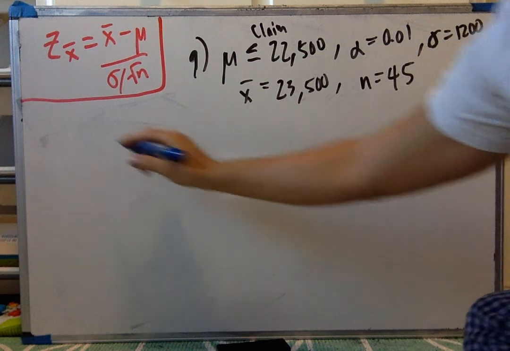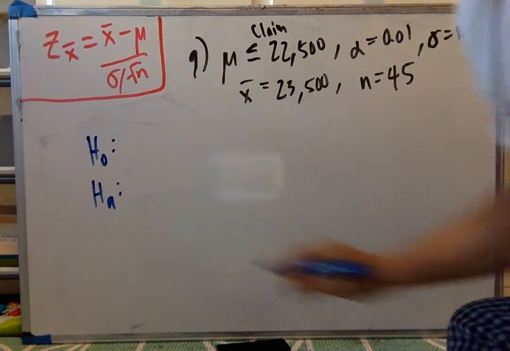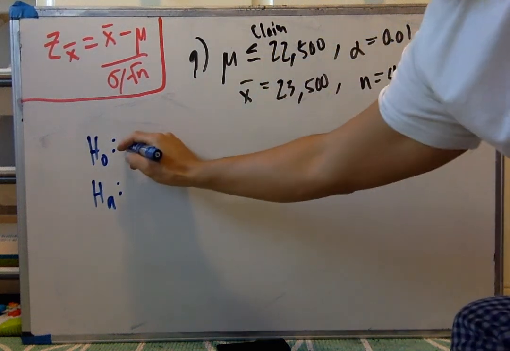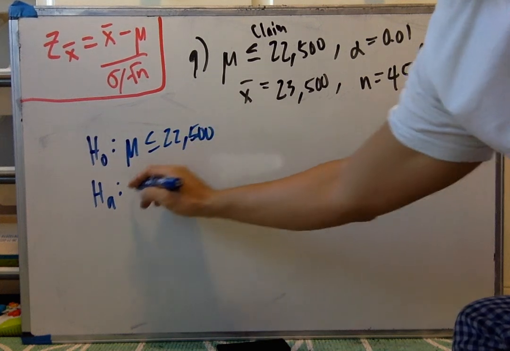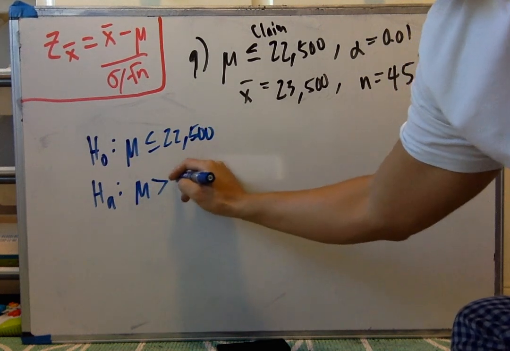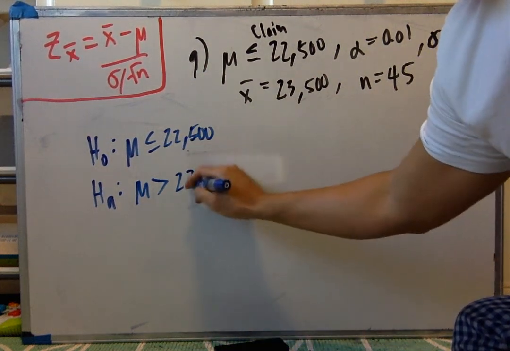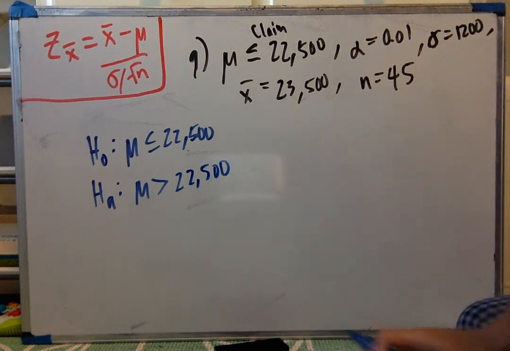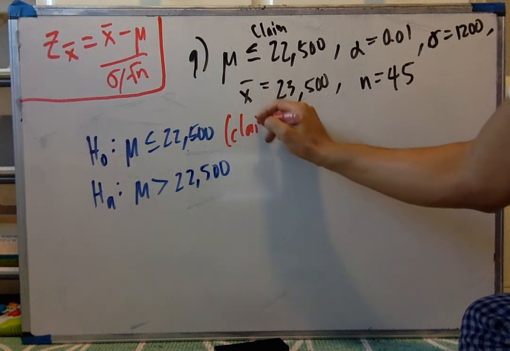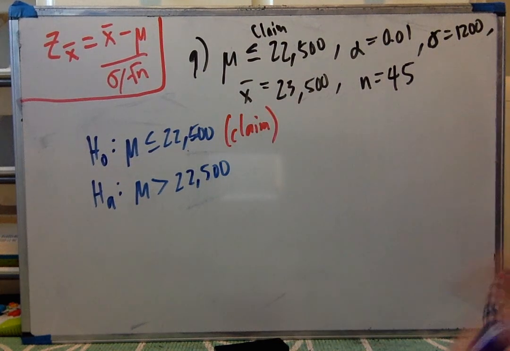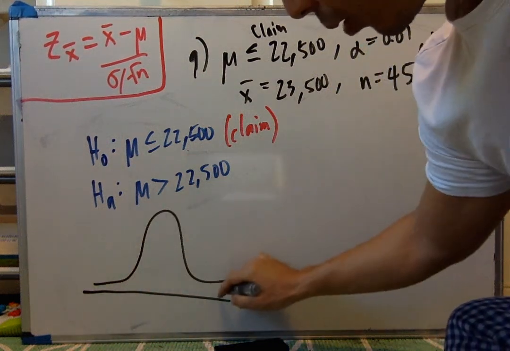But let's make sure. What is H naught? What is H alternative? H naught, remember, is the one that includes the equality. So this is going to be mu less than or equal to 22,500. Alternative is going to be mu strictly greater than 22,500. Let's mark the claim. This was the claim here. As far as the tail test, we look at the alternative, which is the greater one. So we're looking at a picture like this to the right.